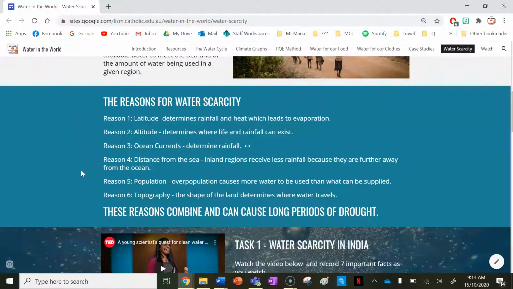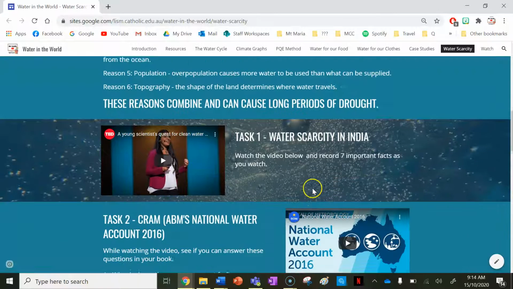Reason number 5 is population. So overpopulation, having too many people, causes more water to be used than what can be supplied. And then reason number 6 is topography, the shape of the land. So the shape of the land determines where water travels once it rains. So these reasons all combine and can cause long periods of drought and water scarcity.